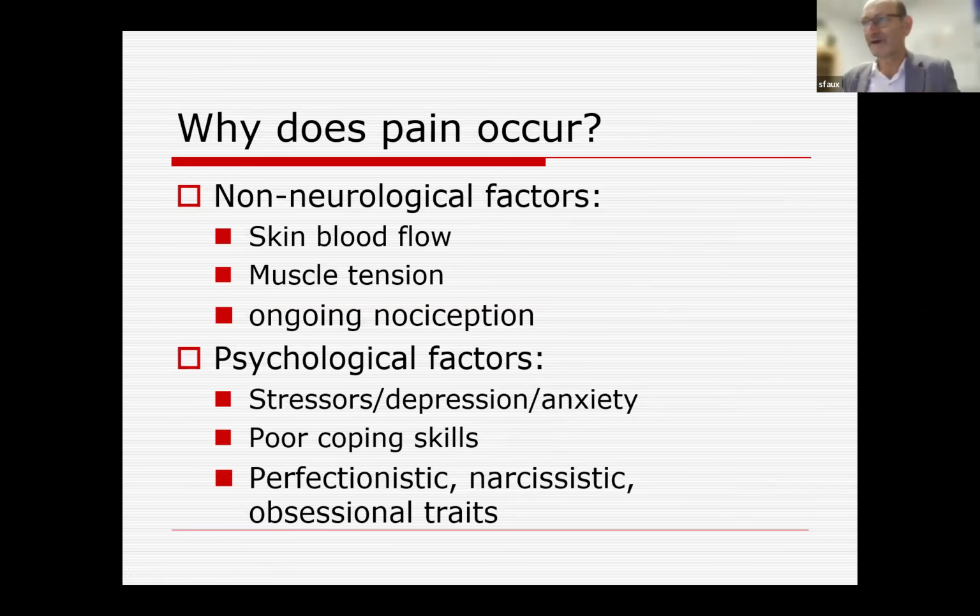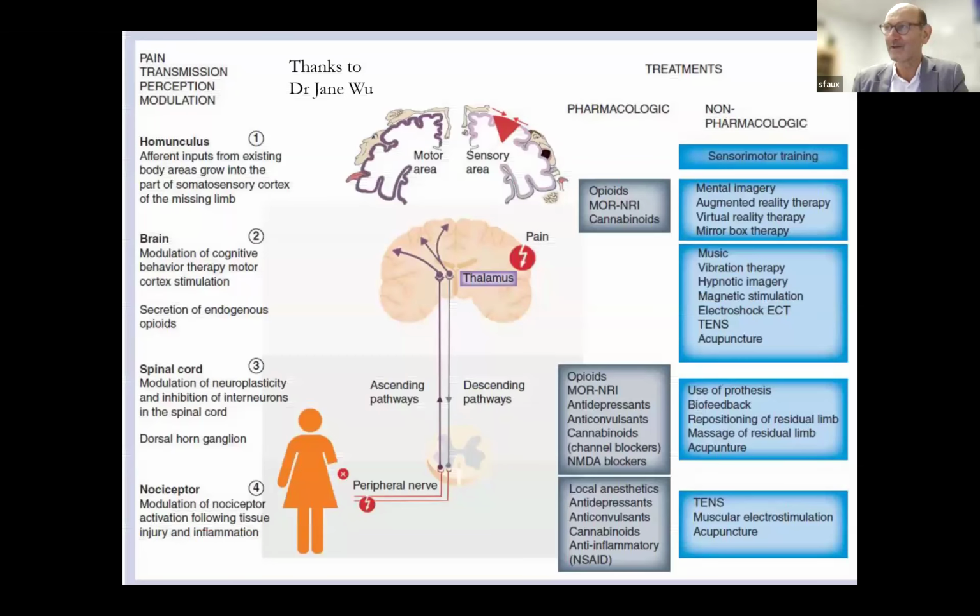So there are non-neurological factors. So skin blood flow and muscle tension can also cause pain in the limb. And there are psychological factors such as stressors, depression, anxiety, and poor coping skills. People with perfectionistic or narcissistic or obsessional traits in their personality tend to have a more difficult time with chronic pain. So what we can see is that the homunculus here has afferents from existing parts of the somatosensory cortex of the missing limb, but there are changes that occur there.